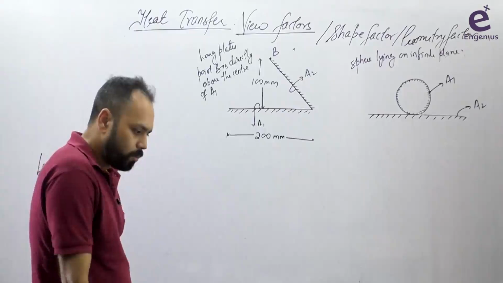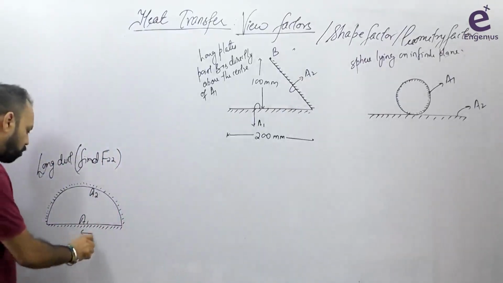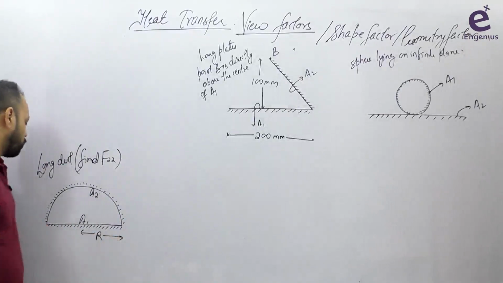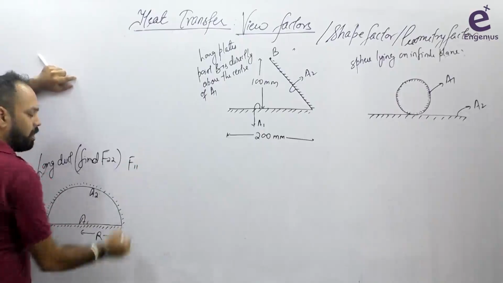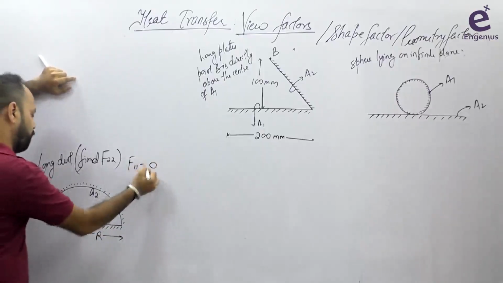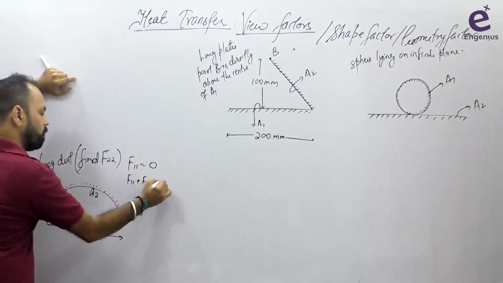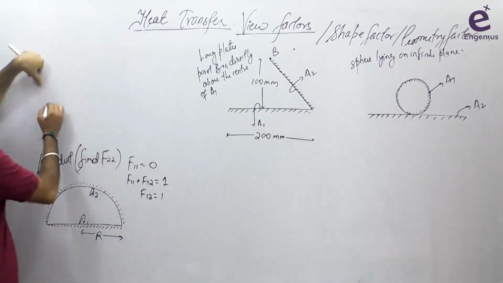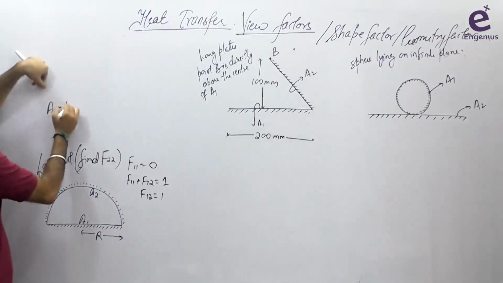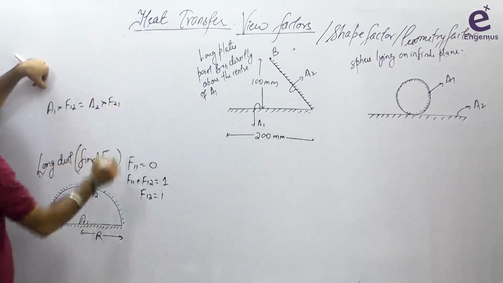Fine. And of course, in this case, radii are not a problem. You can always assume the radii. Fine. By inspection, you know that F1 is the flat surface, so F11 is 0. F11 plus summation rule, because it's an enclosure, is equal to 1. So F12 is equal to 1. Quite an easy problem, right? Now A1 into F12 must be equal to A2 into F21, correct?